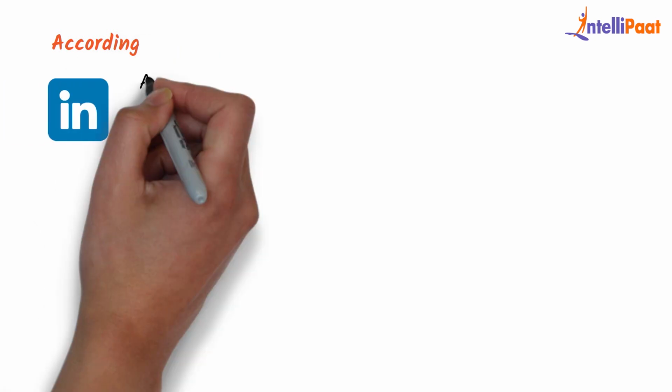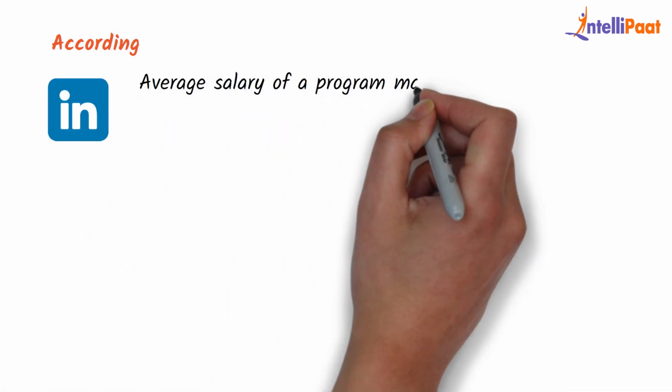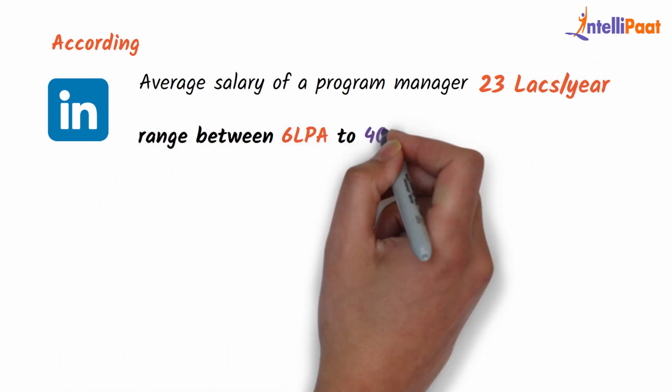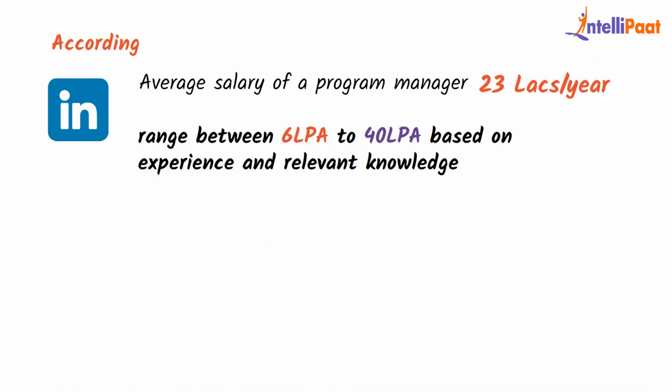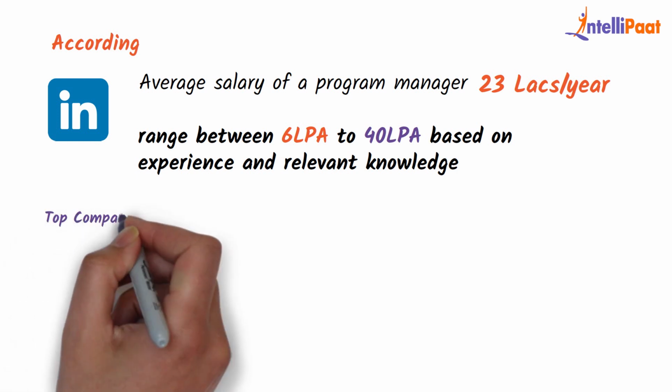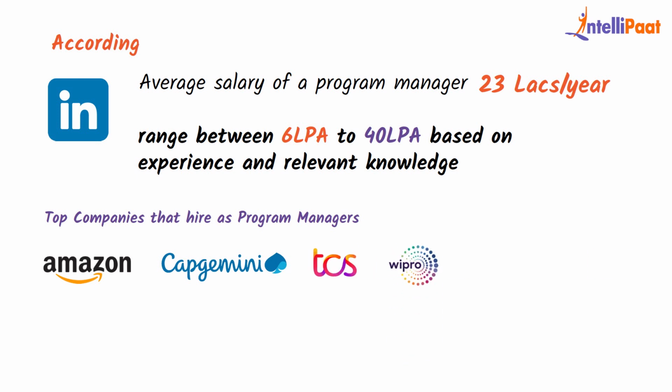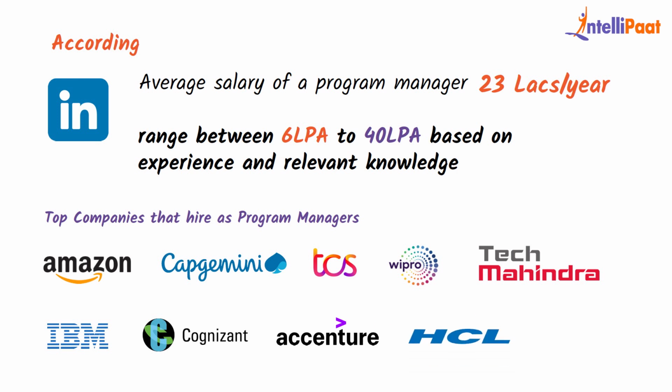According to LinkedIn, the average salary of a program manager is around 23 lakhs per year, but it might range between 6 LPA to 40 LPA based on experience and relevant knowledge. Top companies that hire program managers include Amazon, Capgemini, TCS, Wipro, Tech Mahindra, IBM, Cognizant, Accenture, HCL, and many more.